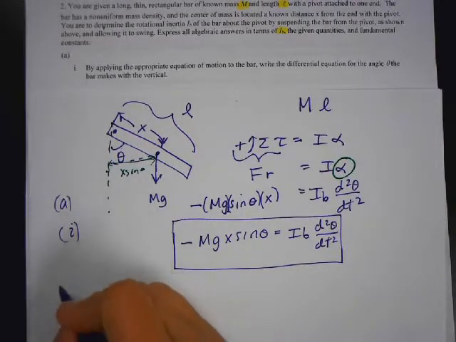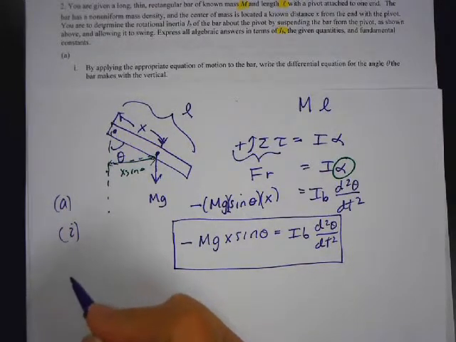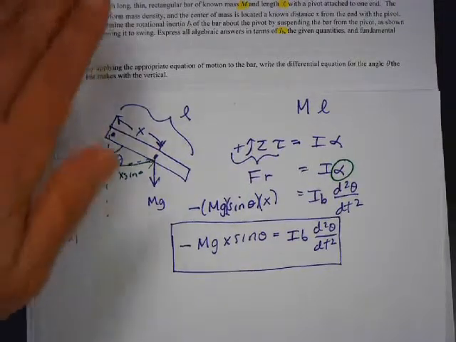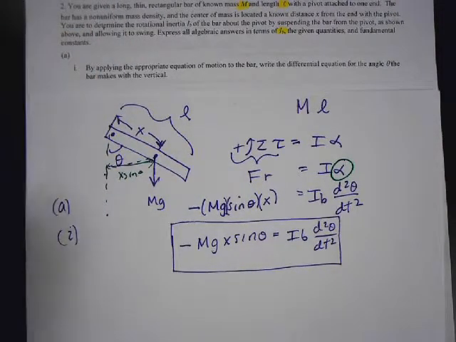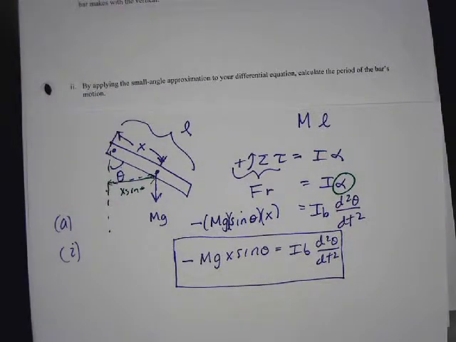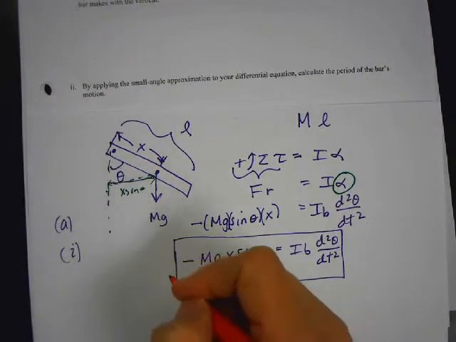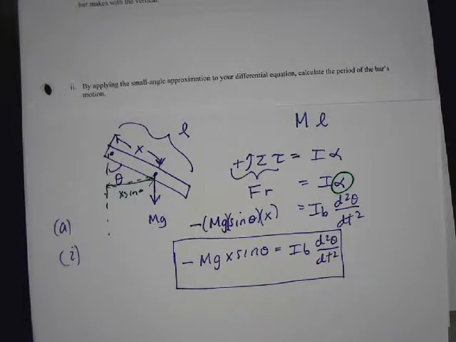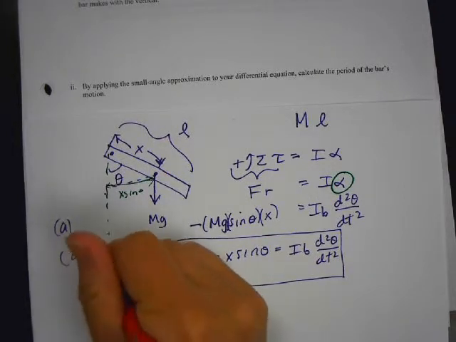Now for part B, I think that was that part. Yeah. So now for part B, it says, by applying the small angle approximation to your differential equation, calculate the period of the bar's motion. So we want to find T.